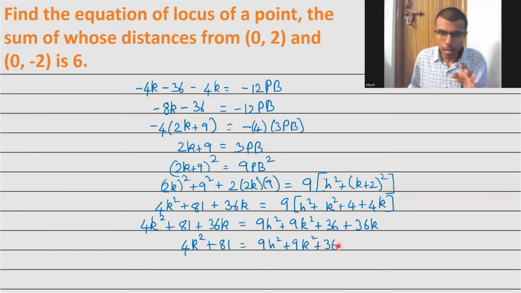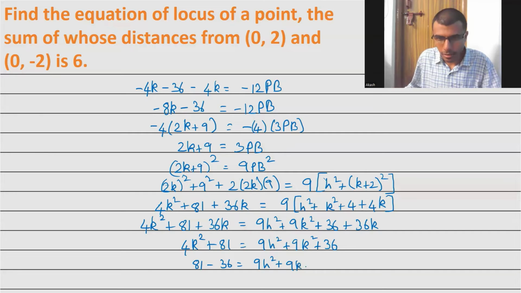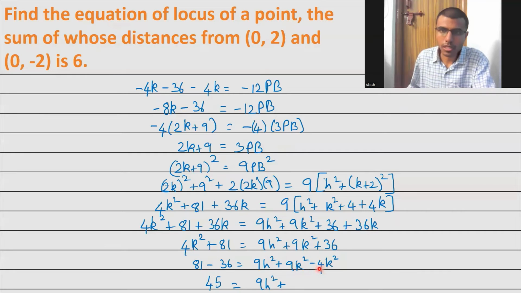Now what I'm going to do is take 36 to the LHS and bring 4k square to the RHS. So I have 81 minus 36 is equal to 9h square plus 9k square minus 4k square. Now 81 minus 36 is 45. 45 is equal to 9h square plus 9k square minus 4k square, which is 5k square.